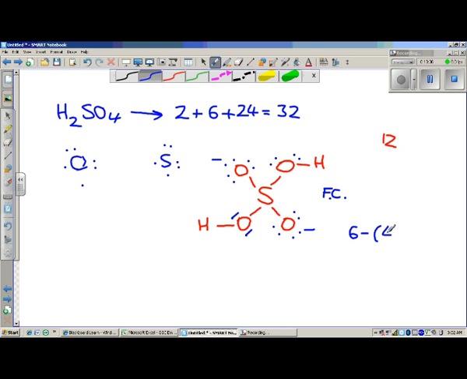How many bonds does it have to it? Well, it has 4 bonds to it. And how many lone pair electrons are on the sulfur? Well, that's 0. And that means the sulfur has a formal charge of +2.